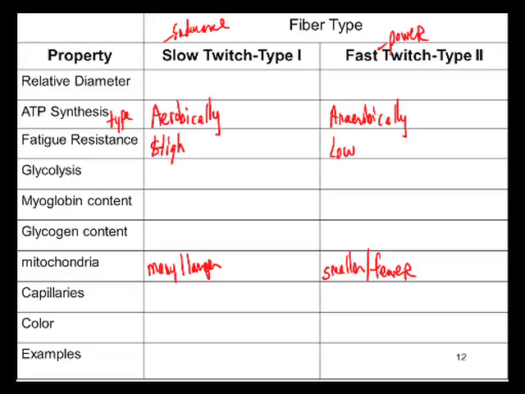We're also going to find in slow twitch fibers many capillary networks. That means that a larger supply of blood then can go to those tissues, bringing oxygen and fuel if necessary. We know slow twitch are red, fast twitch are white.